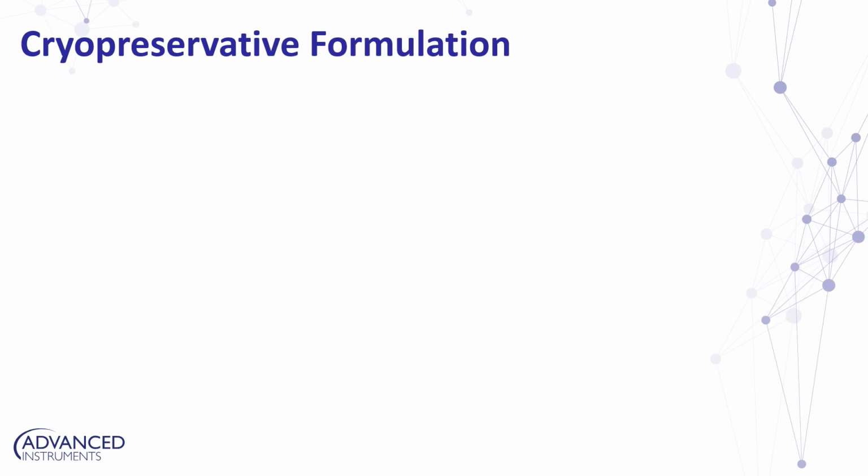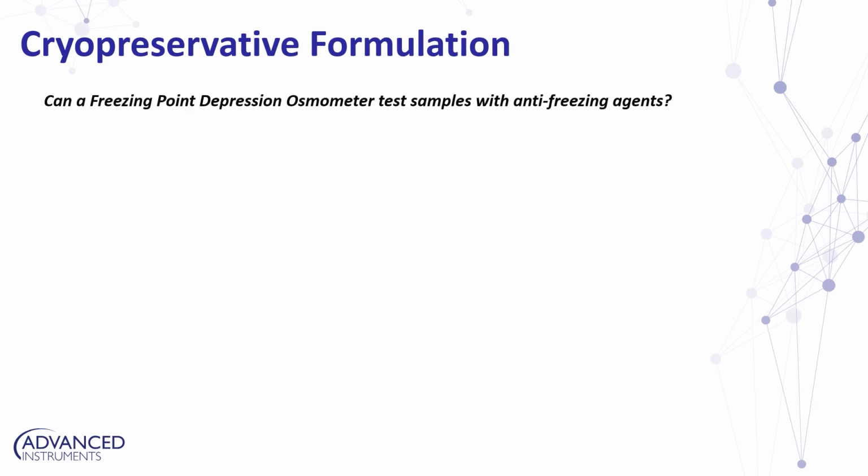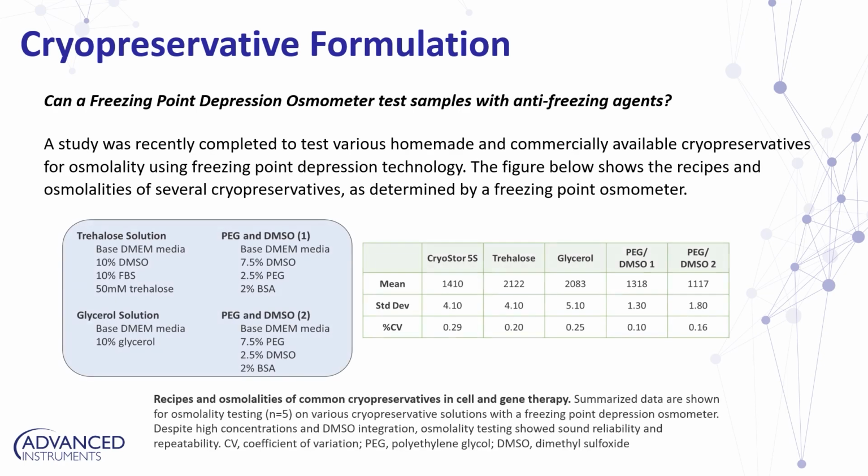We do get questions about using freezing point depression osmometers to monitor cryopreservatives that contain ingredients like DMSO and PEG. So, can a freezing point depression osmometer actually test samples which include anti-freezing agents in their composition? This data from a recently completed study showed that our freezing point depression osmometers can successfully and precisely measure the osmolalities of these samples, looking at both commercially available and homemade solutions.